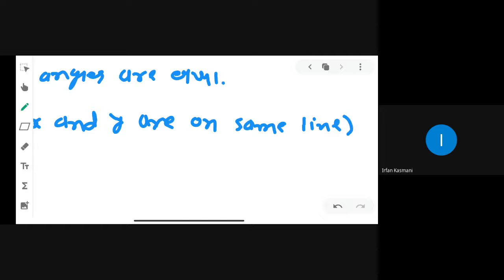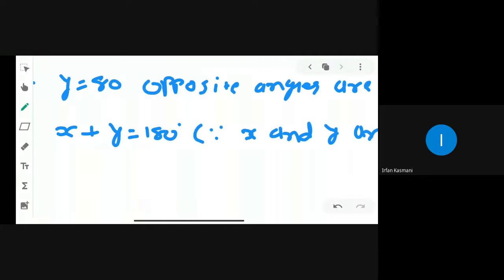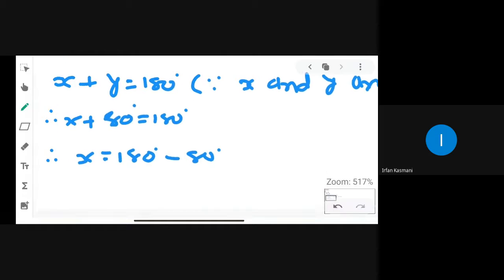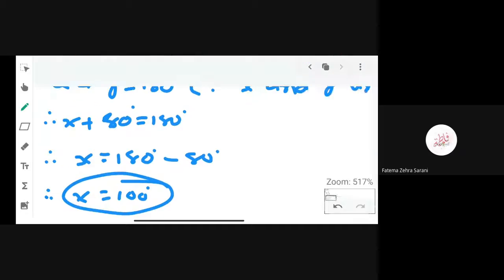Here we get y is equal to 80 degrees, so we put x plus 80 degrees is equal to 180 degrees. So we get x is equal to 180 degrees minus 80 degrees. What is the answer? x is equal to 100 degrees. Clear? Yes, sir.